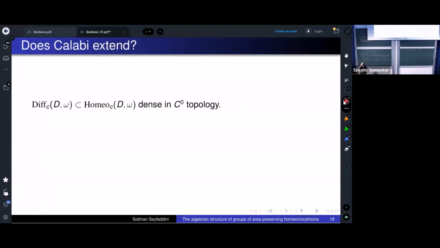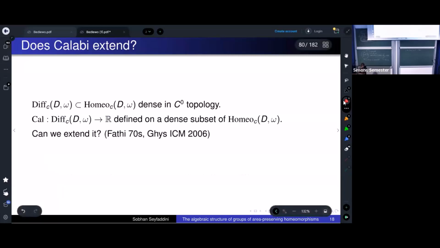Okay, so now we have the group of area preserving diffeomorphisms. It sits densely inside area preserving homeomorphisms. Now I have this homomorphism that's defined on area preserving diffeomorphisms, so on a dense subset. The question is, can you extend this to the entire group of area preserving homeomorphisms? This question was already posed in Fathi's question, and then Gromov has this famously beautiful talk from ICM 2006 with lots of beautiful pictures, and he poses that question there in that talk as well.